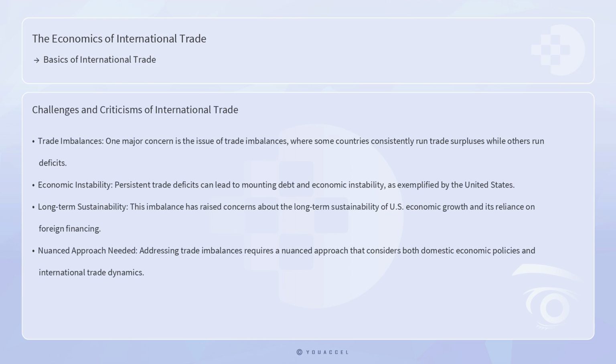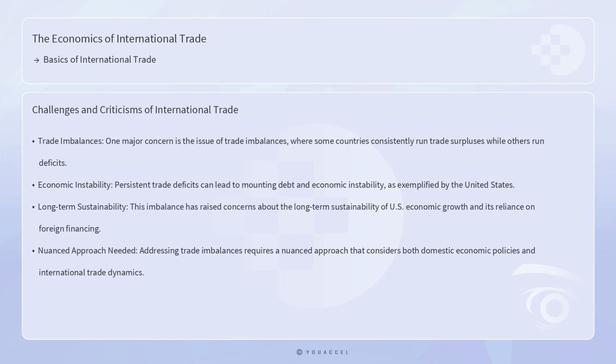However, international trade is not without its challenges and criticisms. One major concern is the issue of trade imbalances, where some countries consistently run trade surpluses while others run deficits. Persistent trade deficits can lead to mounting debt and economic instability. For instance, the United States has experienced a significant trade deficit for decades, importing more goods and services than it exports. This imbalance has raised concerns about the long-term sustainability of U.S. economic growth and its reliance on foreign financing.